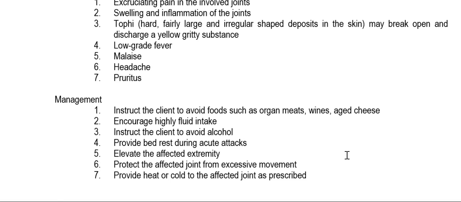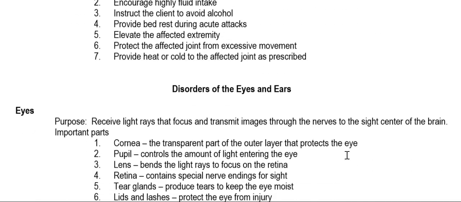Management. Instruct the client to avoid foods such as organ meats, wines, aged cheese, and then encourage high fluid intake. Instruct the client to avoid alcohol, provide bed rest during acute attacks, and elevate the affected extremities pag gout. Protect the affected joint from excessive movement, and provide heat or cold to the affected joint as prescribed.